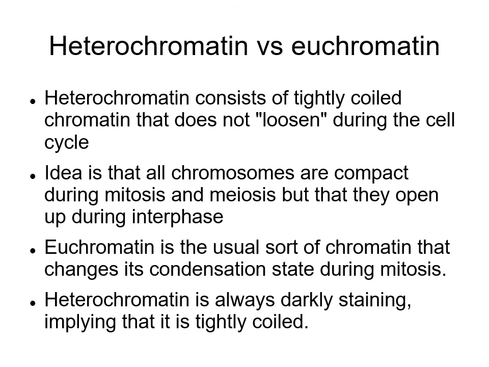The heterochromatin is always darkly staining. It's tightly coiled, although it does, of course, open up for replication and for a certain amount of transcription that occurs from some of the genes.